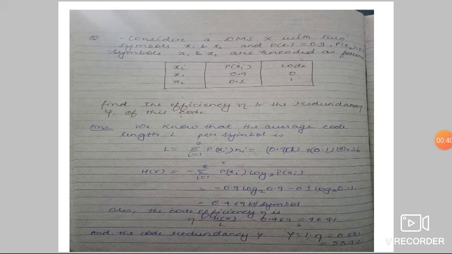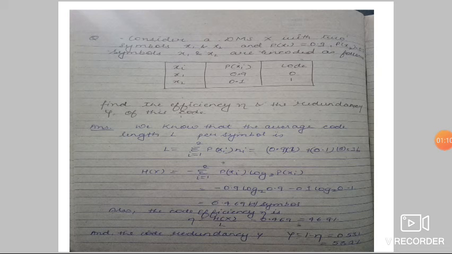As we know, the average code length is L bits per symbol, L equals summation i equals 1 to 2 of the probability of symbols multiplied with their respective code length. So x1 has a probability 0.9 and its code length is 1. So 0.9 multiplied by 1 plus 0.1 multiplied by 1 equals 1 bit.